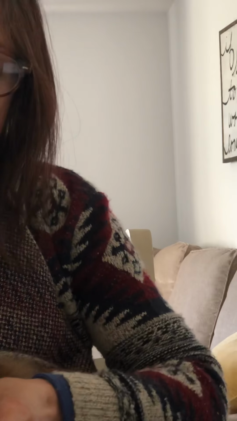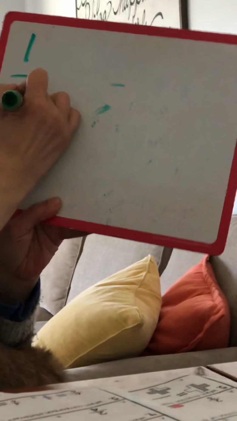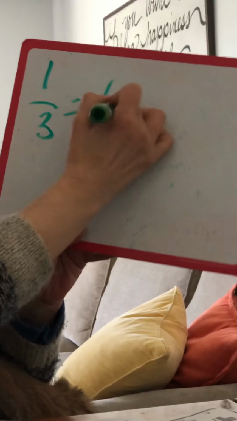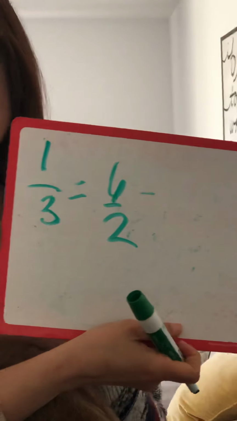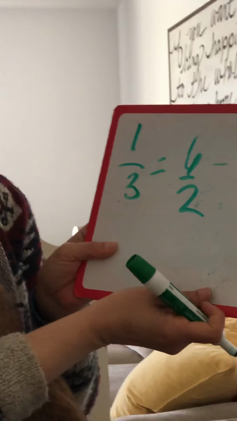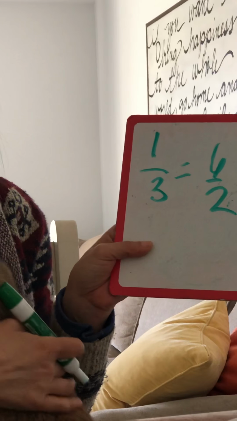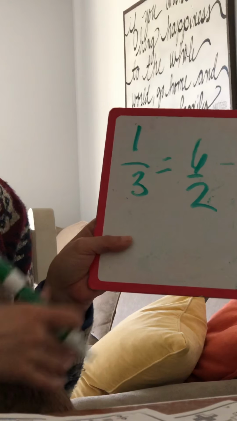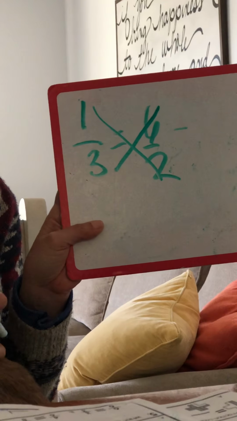Let's try the second one. Here we have, right, Phoebe? Not an equivalent fraction. Here we have 1/3 equal to 6/2. 6/2 is actually an improper fraction, all right? So there's really nothing for us to be able to multiply 3 by to get to it. So we know that that automatically is just not going to work, all right?